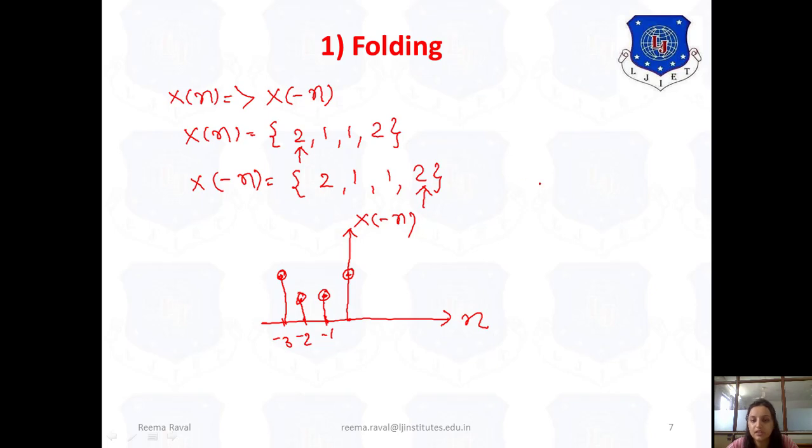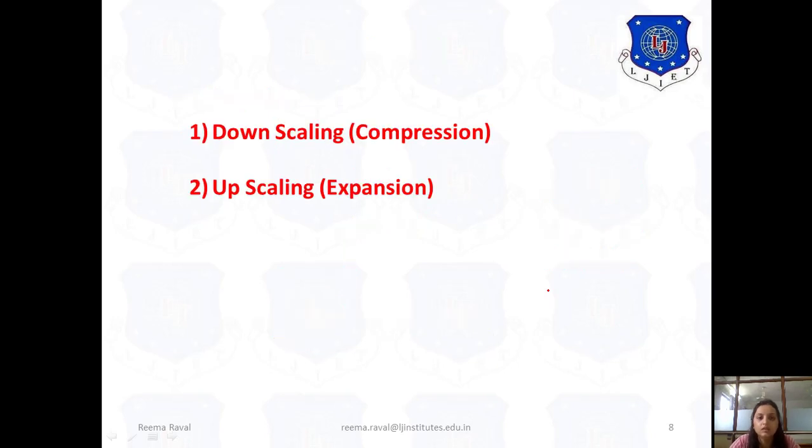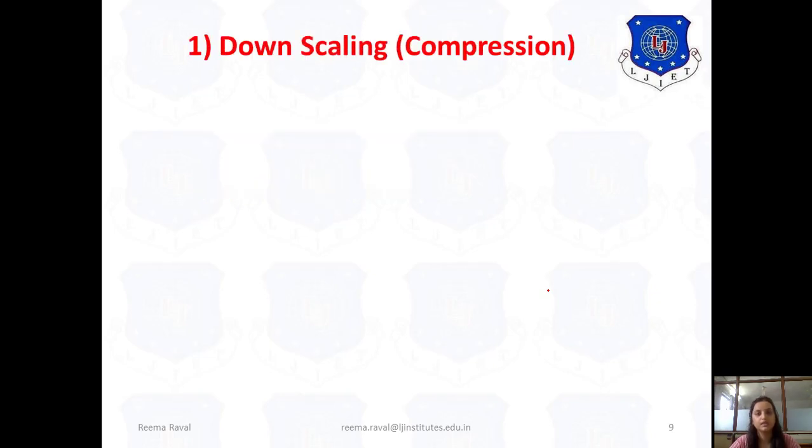Alright, so we have seen time advance, that is x of n plus k, where k is the number of timing instants, and time delay, that is x of n minus k, and folding, that is x of minus n, right? Now let us consider the time scaling operation. In the time scaling operation there are two types of operations. First one is downscaling, which is called compression. Second one is upscaling, which is called expansion. Okay, so let's start with the first one, that is downscaling, or as you can say compression.